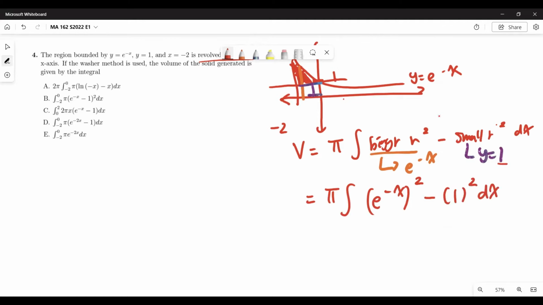And we have to find the intersection point. Oh, we don't have to actually, because it's revolving around the line -2. So the lower bound is -2 and the upper bound is 0. So this is pi, integral from -2 to 0, of e to the -2x minus 1 dx. And I see that the option is D.